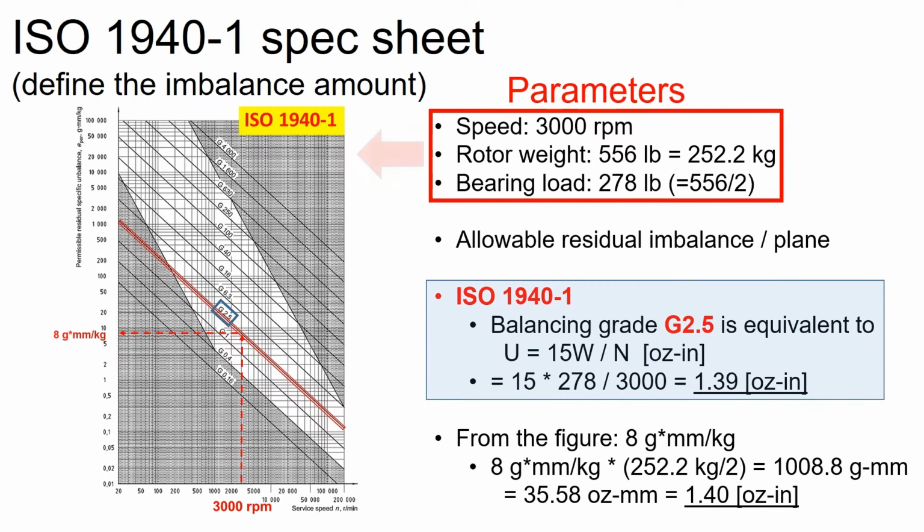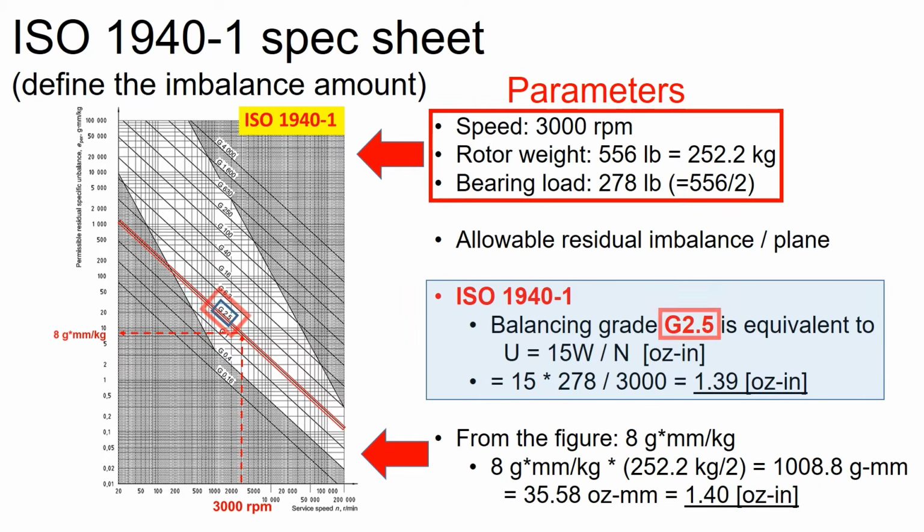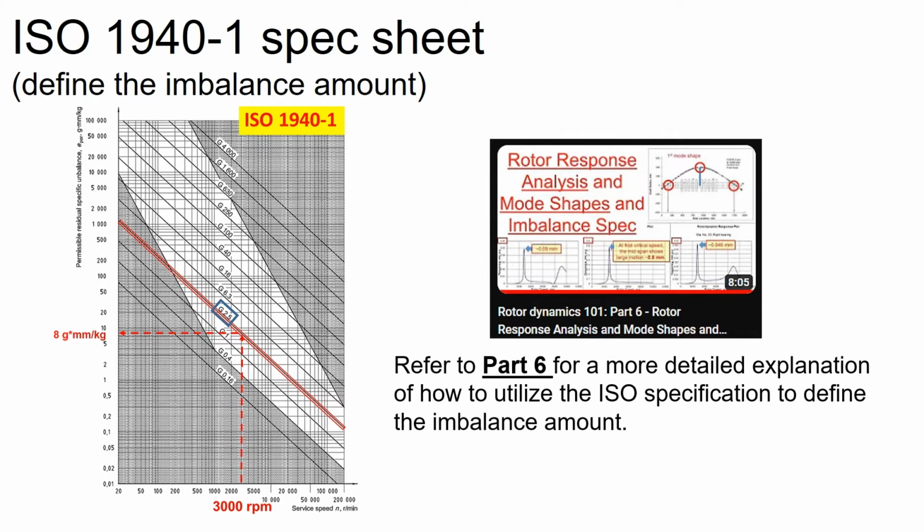Some turbo machines use ISO spec to define the allowable imbalance in the machine, and the parts are balanced accordingly. The acceptable imbalance can be defined based on factors like rotor weight, machine speed, and the desired imbalance grade. This example here uses ISO G2.5 grade. For a more detailed explanation of how to use ISO spec to define the imbalances, please refer to the Part 6 video.